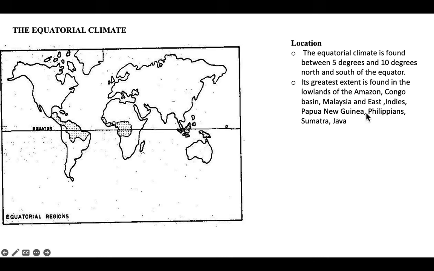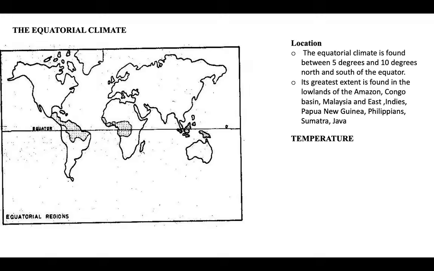We can say it's the greatest extent, found in the lowlands of the Amazon. We have the Congo Basin, and then also Malaysia and the East Indies. We have Papua New Guinea, and then also the Philippines, Sumatra, and Java. If we see here, we have the Congo Basin present, and here we have the Amazon and so many others.